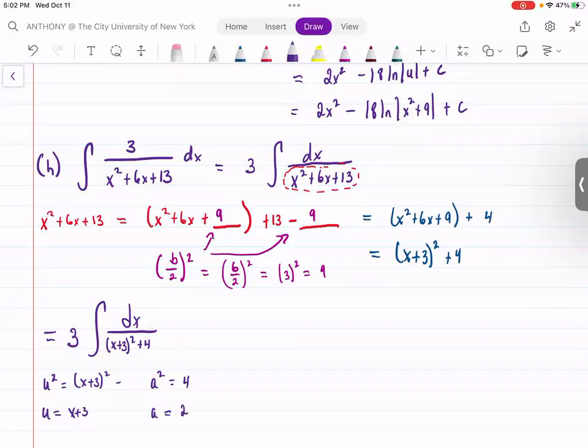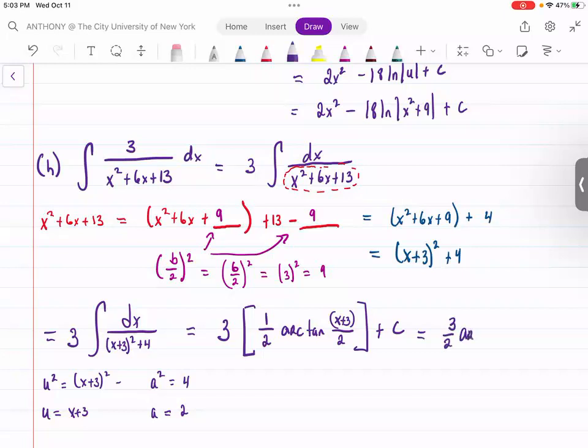By the arctangent rule, what we're going to have is 3 times 1 over a, so 1/2, times arctan of u over a, so that's x plus 3, all divided by the value of a, which is 2, plus c. Then you can take the 3 and multiply it by 1/2. So this gives you 3/2 arctan of (x plus 3)/2, plus c at the end. And ta-da, that is your final answer.